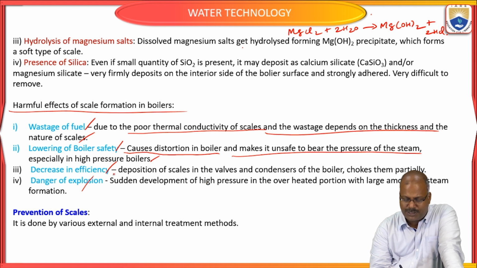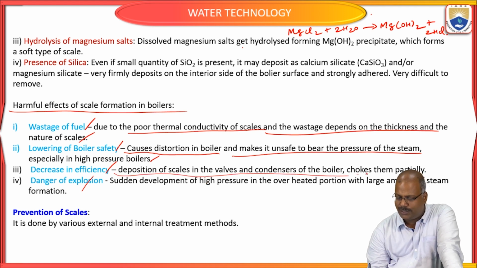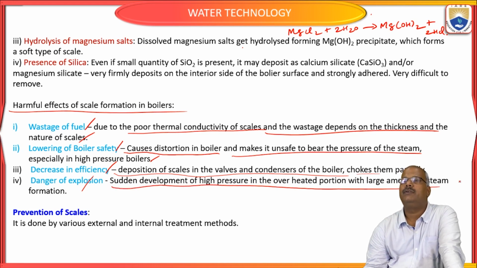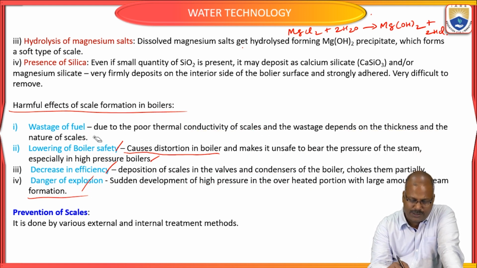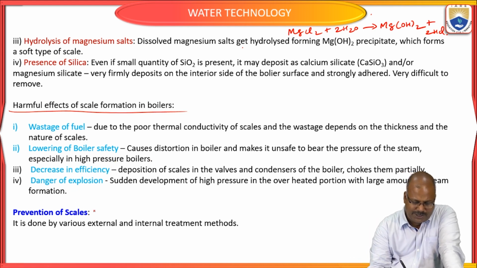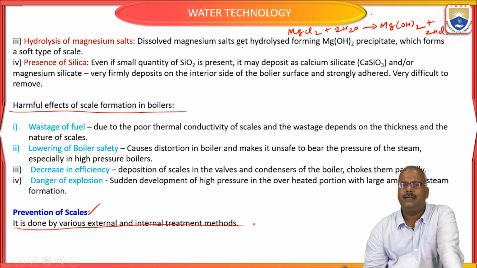Decrease in efficiency: deposition of scales in valves and condensers of the boiler chokes them partially. It blocks the surface of passage. Danger of explosion: sudden development of high pressure in the overheated portions with a large amount of steam formation creates explosion. So these are all the harmful effects of scale formation in boilers. How will you prevent? Prevention of scales is done by various external and internal methods.